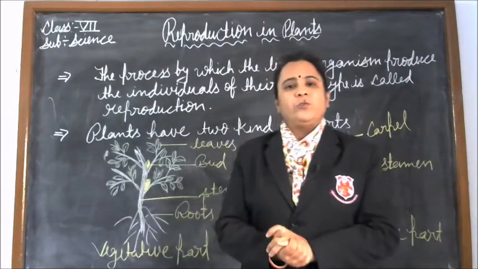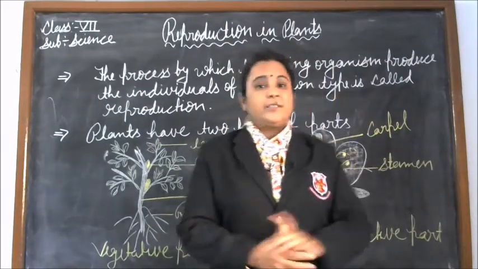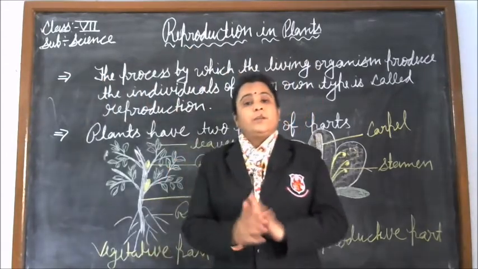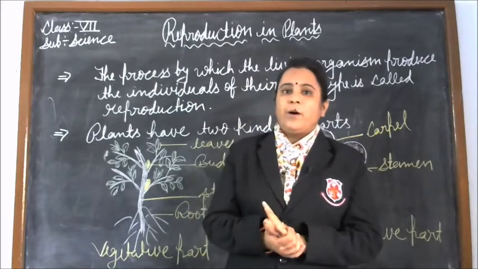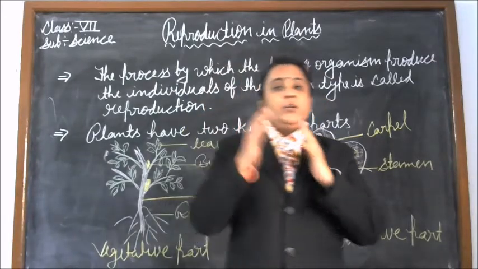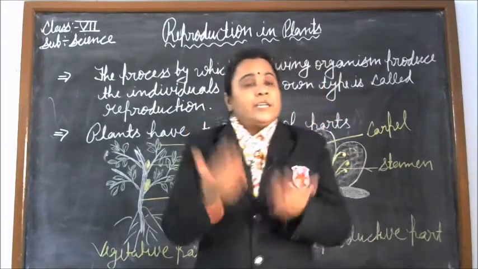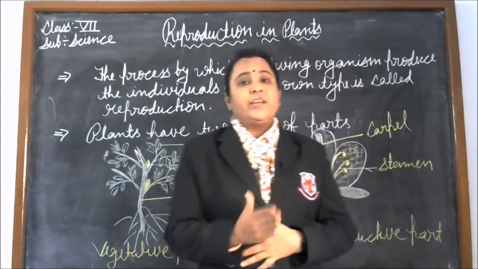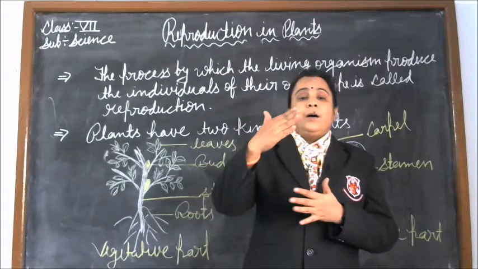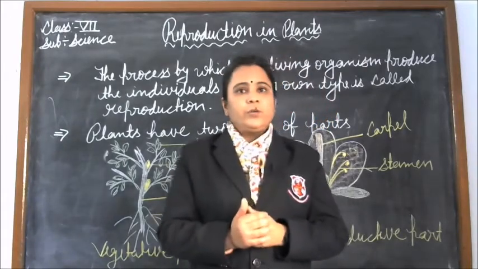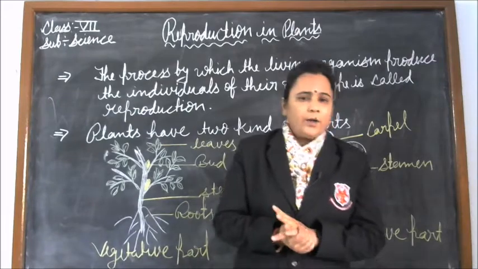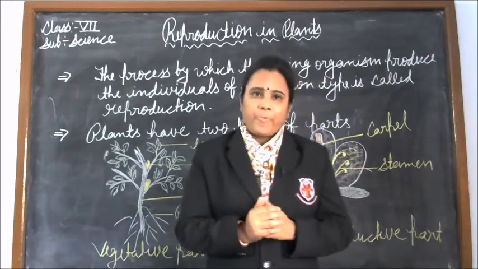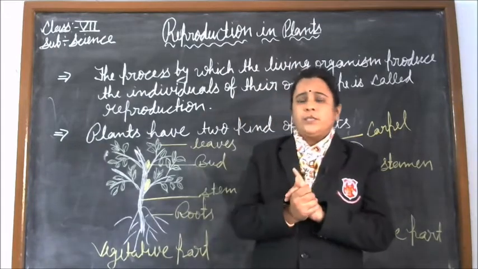Student, today we are going to study class 7th science chapter reproduction in plants. In our previous class we studied life processes like nutrition, respiration, transportation. Student, these life processes are very necessary to remain alive on the earth. Today we are going to study a different life process.